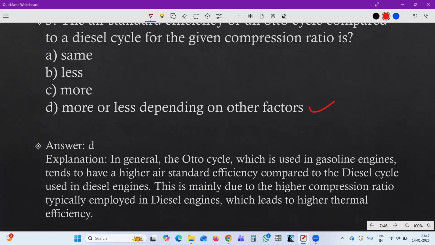In general, the Otto cycle, which is used in gasoline engines, गैसोलीन इंजन में Otto cycle use होता है, tends to have a higher air standard efficiency as compared to the diesel cycle. Hence, the Otto cycle has a higher standard efficiency compared to the diesel cycle used in the diesel engine. This is mainly due to the higher compression ratio typically employed in a diesel engine, which leads to higher thermal efficiency.